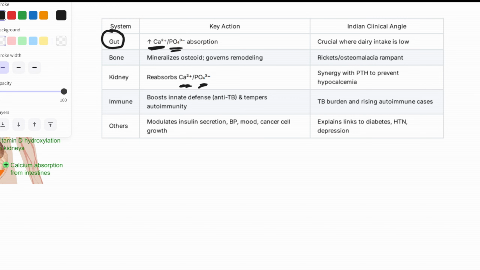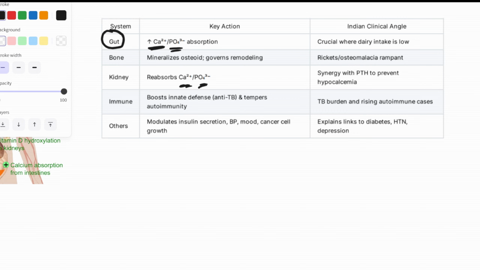It dramatically increases the absorption of dietary calcium and phosphate from the small intestine, primarily by upregulating the expression of specific proteins, which we won't be talking about. This is its most significant and rapid effect on calcium balance. In the bone, it promotes the mineralization of the bone matrix, ensuring that newly formed osteoid, which is unmineralized bone matrix, is properly hardened and strong.